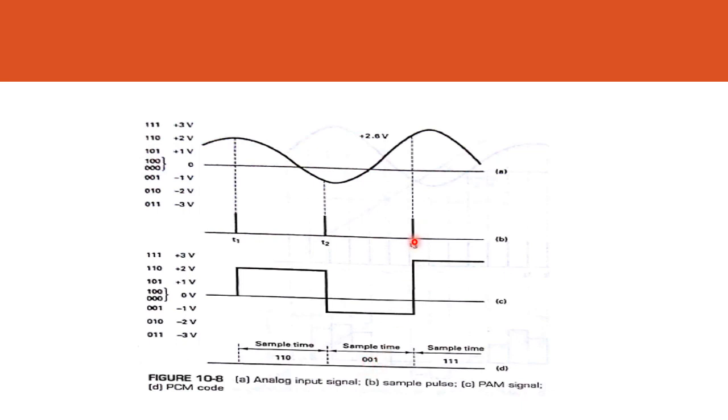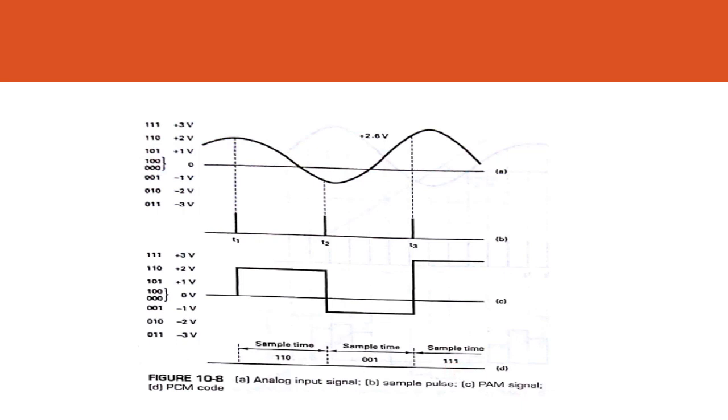Again at T3, what will happen? Your analog input is approximately equal to 2.6 volt. So this 2.6 volt can be rounded off to the nearest voltage level, which is equal to +3. So +3 can be represented as 111. So at T3 your output will be equal to +3, that is 111.